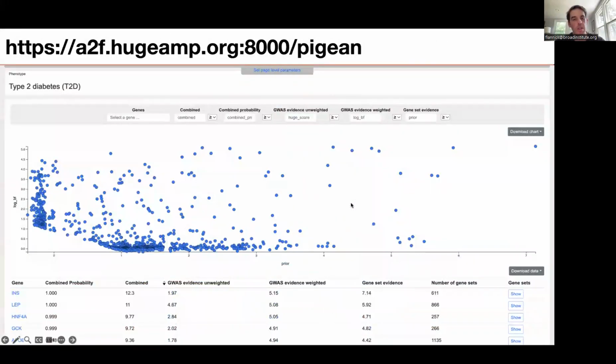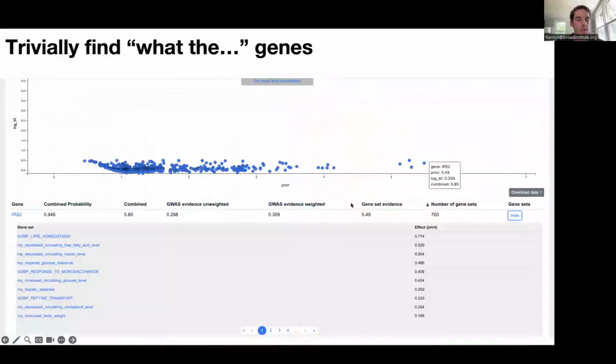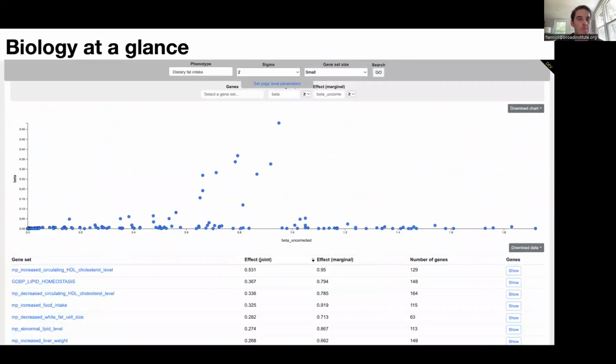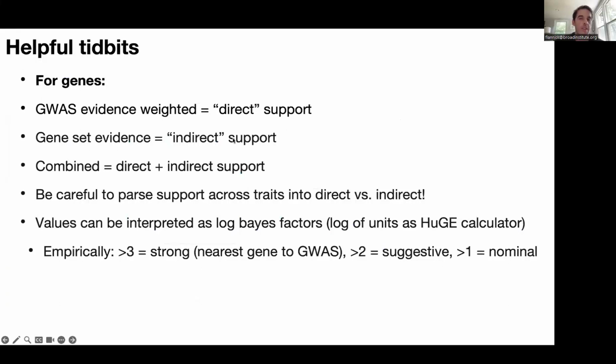And let me see here. I wanted to give some tidbits for this, which is that GWAS unweighted is what you should use for the direct. Gene set evidence is the indirect, and combined is both. When you're looking at genes, make sure to parse out traits into direct and indirect. Those are two different concepts, and the combined score gives you the best single summary we have.